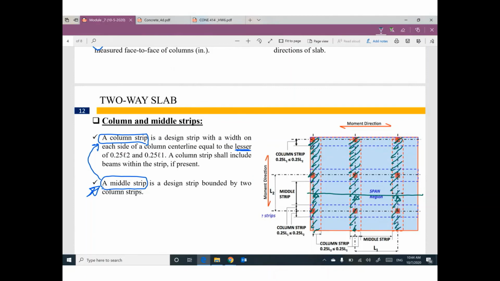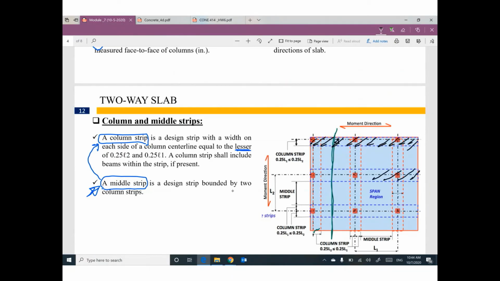Also, it's very important to figure this out. If you are talking about the middle strip in the Y direction, this middle strip will be supported here by this column strip, this column strip, and this column strip. Support here, support here, support here.